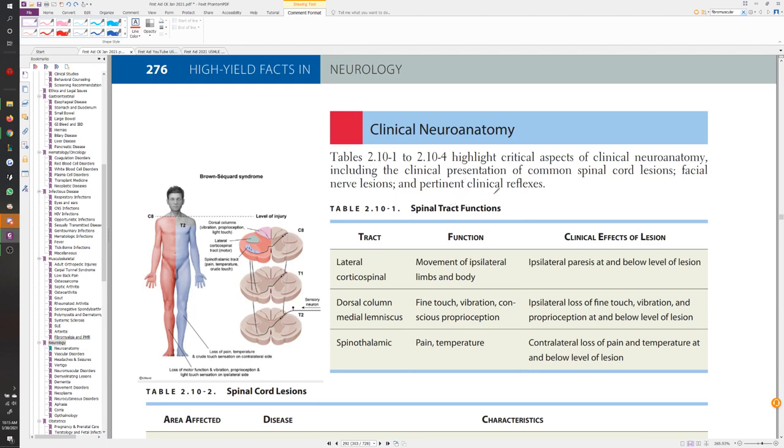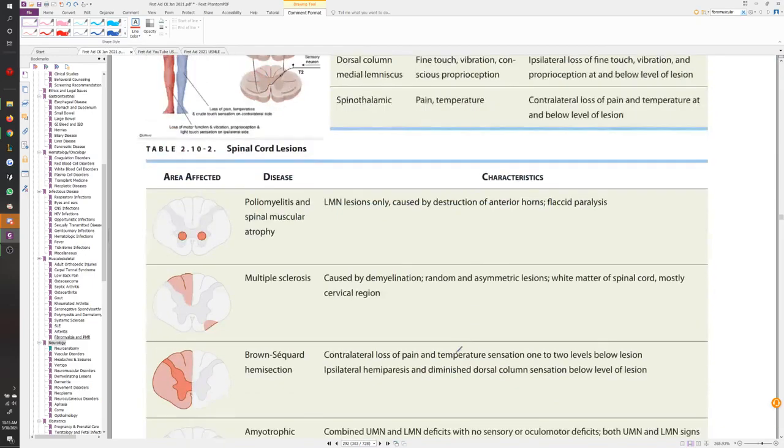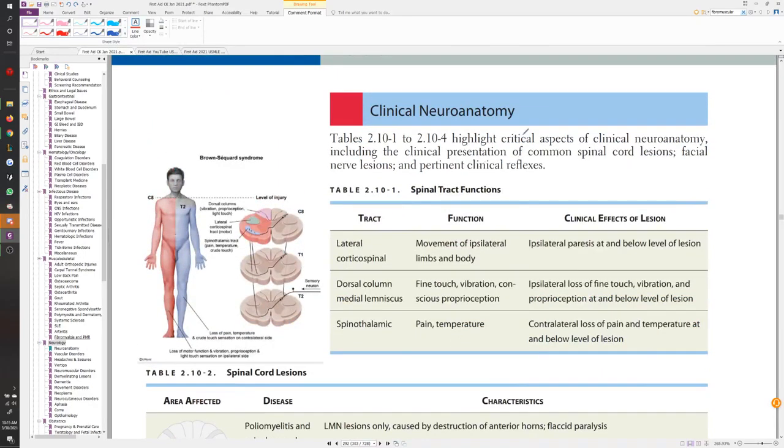So here we're looking at spinal tract functions. Table 2.10, which is this one, -1 and -4. We're going to look at -4 later. Highlight critical aspects of clinical neuroanatomy, including the clinical presentation of common spinal cord lesions, facial nerve lesions, and pertinent clinical reflexes. The first thing they have here are your spinal tract functions: your lateral corticospinal tract, your dorsal column, which works with the medial lemniscus, and the spinothalamic tract. The three main tracts that you need to make sure you have down perfectly without any real confusion whatsoever.